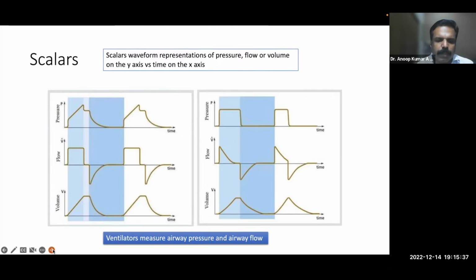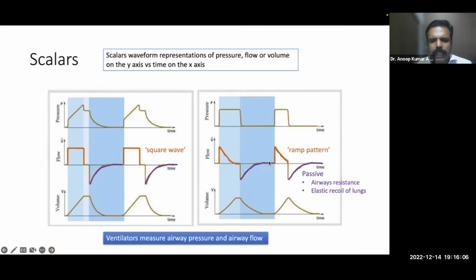As I've already told, the ventilators measure the airway pressure and the airway flow, and we have different patterns of waves as well. We can see the square wave pattern here, the ramp pattern, showing how fast the inspiratory flow is increasing. That is what is meant by the ramp pattern. So we have different parameters like that, and we have an inspiratory and expiratory part as well.